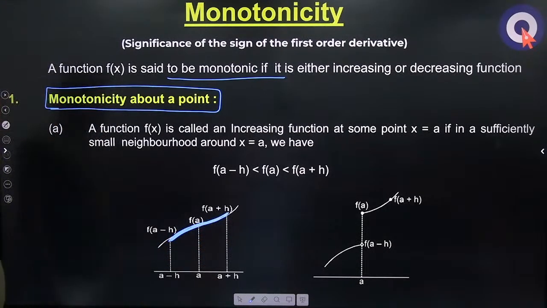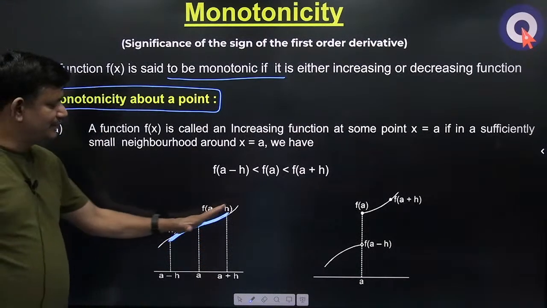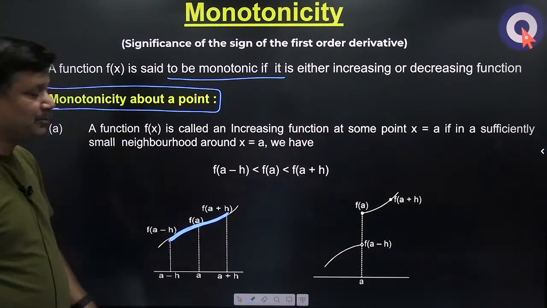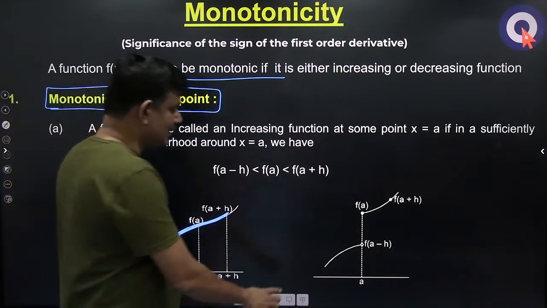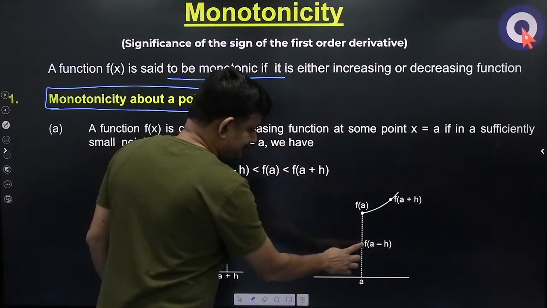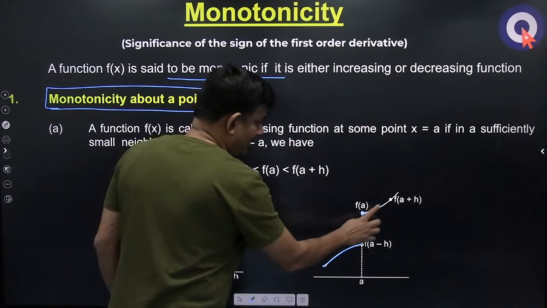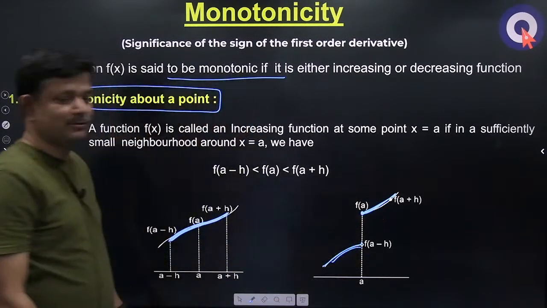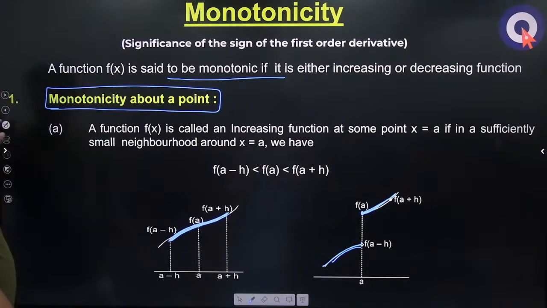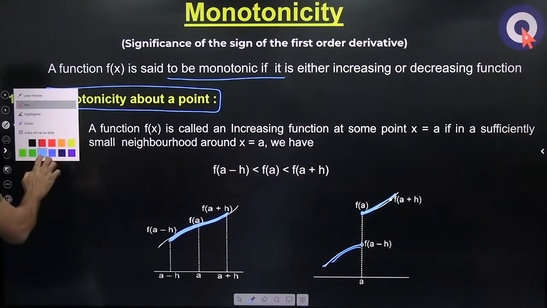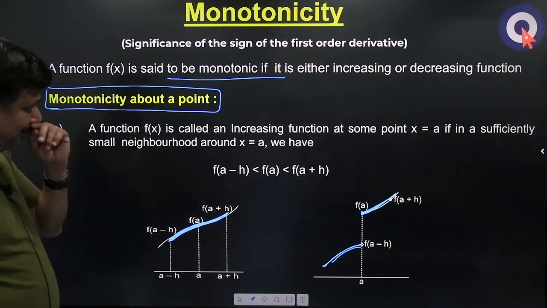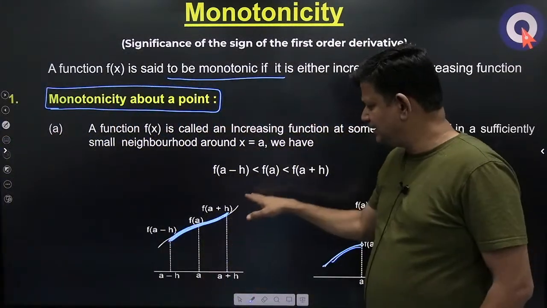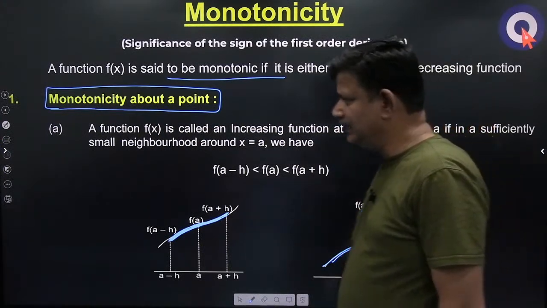In that region, if it is an increasing curve, that means as you move forward, the graph is going upwards, then you say the function is monotonic at a point A. Here what is happening? It is moving up and up. So this is also a monotonically increasing function in the neighborhood of A. So a function is said to be monotonic at a point A if it is either strictly increasing in the neighborhood of A or strictly decreasing in the neighborhood of A.